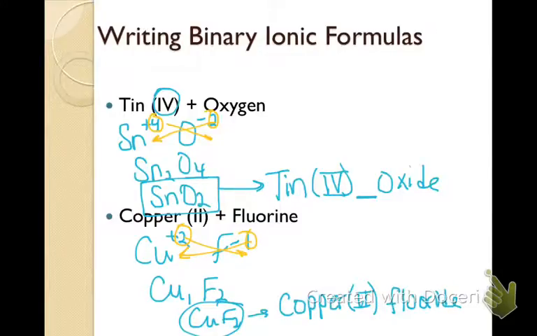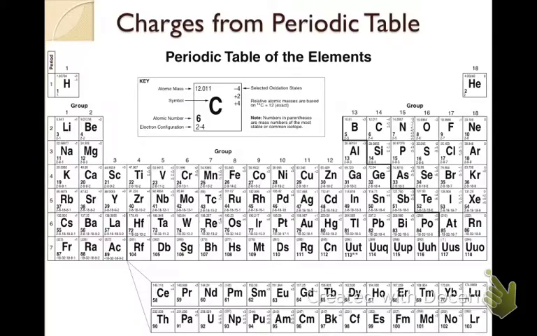So I want to give you guys some words of wisdom, some things that other students have done incorrectly. One thing they've done incorrectly is assume that the Roman numeral is which number down it is from the periodic table. Remember, this is New York State's table. It's not the one that everyone in the world uses. So always remember that the Roman numeral tells you exactly what the charge is.